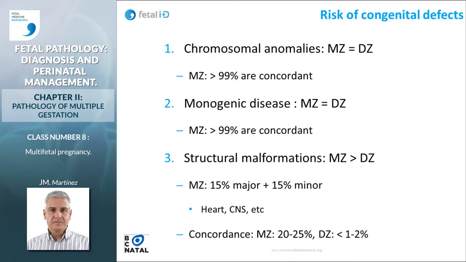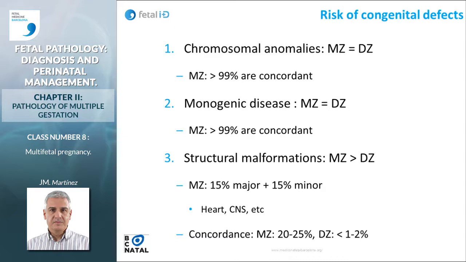Remember that in this type of anomaly, it's not the complete concordance, and in just 20 to 25% of cases there will be concordant malformation. This is explained when these structural defects are produced due to chromosomal or monogenic anomalies. When the malformation is post-zygotic, as is the majority due to environmental factors, it's rare to find concordant malformations. And so, in dizygotic gestation, the risk of concordance is less than 1%.